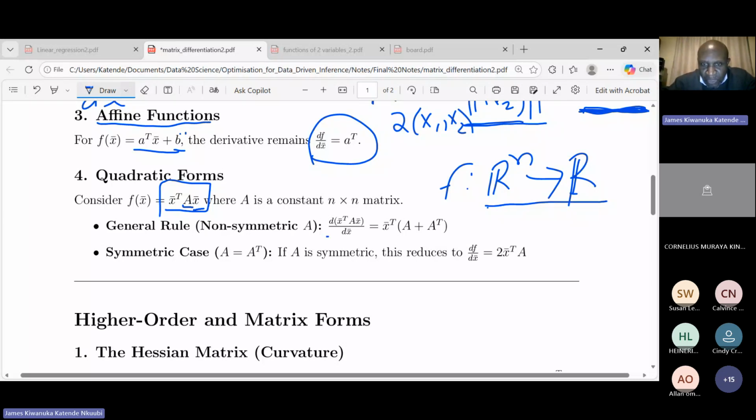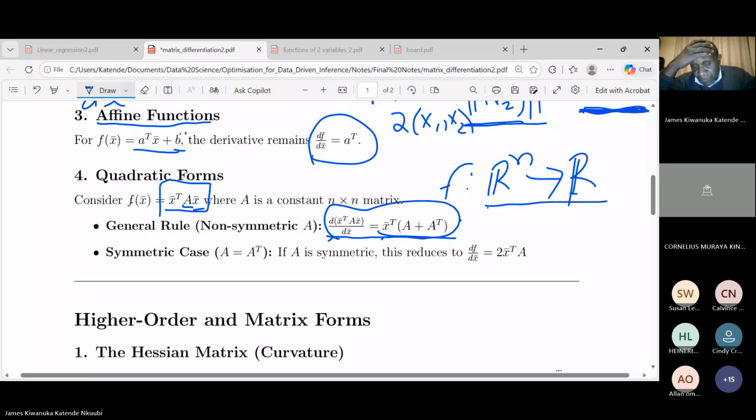Now, there's a bit of work if you want to do it in full, you can. Eventually, if you do the derivative, depending on whether the matrix is symmetric or not, you will get a different answer. So if it's not symmetric, this is what you get when you take the derivative of this function with respect to the vector x. This is what you will get: A plus A transpose, and then on the outside, we'll have the transpose of the vector x. So this is if the matrix is not symmetric. If the matrix is symmetric, then A and A transpose are the same. So it simply reduces to this.